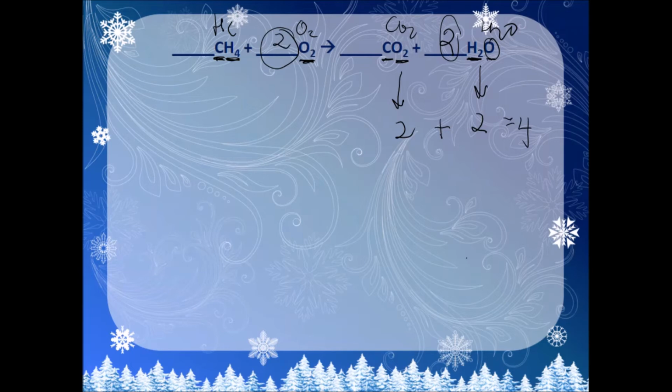All right, let's go back and check. How many carbons? How many hydrogens? 2 2s. How many oxygens? And you've got 2 here and 2 1s. That's 4. Good job.